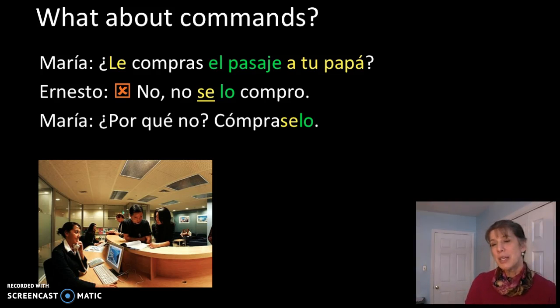So now she's using a tu command, which is compra. With commands, it is fine to attach object pronouns directly to the end of the command, as long as you remember to put an accent where it needs to go. This is also true for infinitives. So if Ernesto were saying that he will buy it for him, he could say, voy a comprar, infinitive, comprárselo. I'm going to buy it for him, for dad.